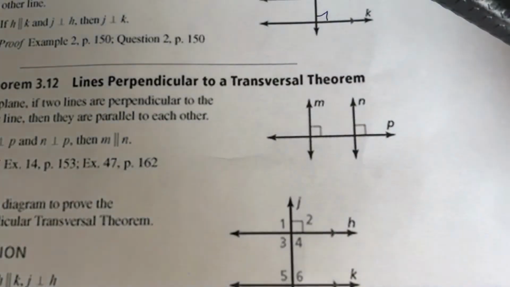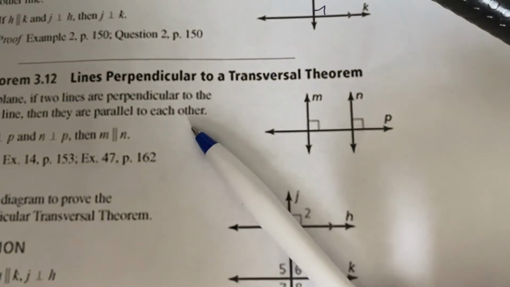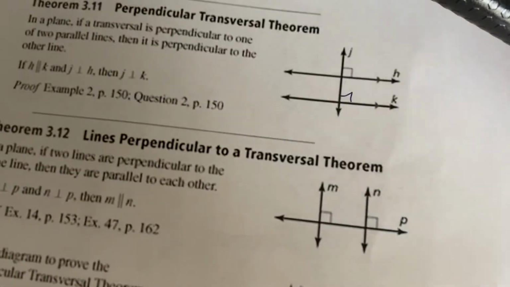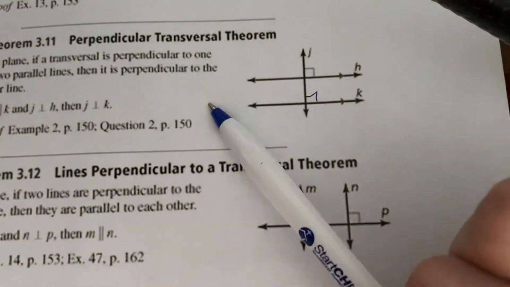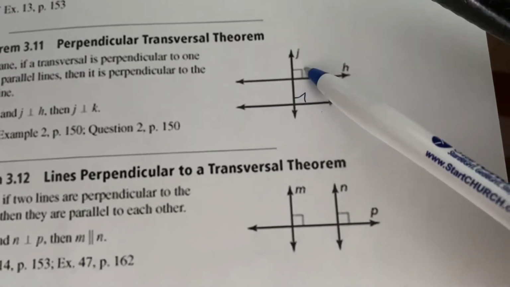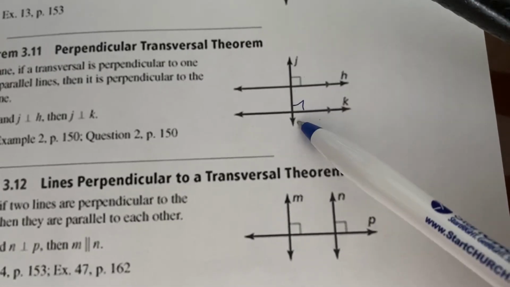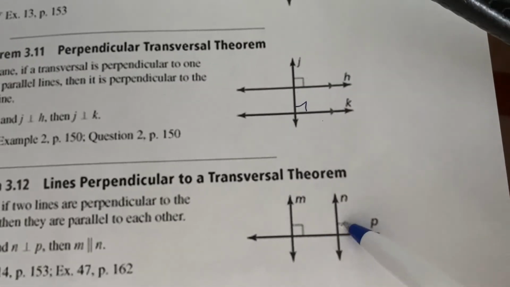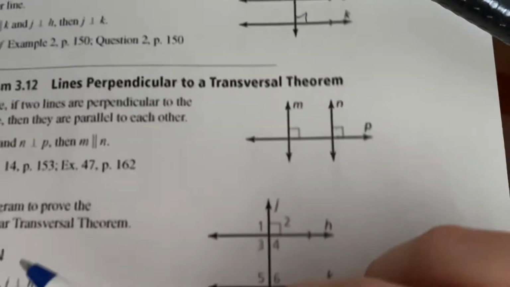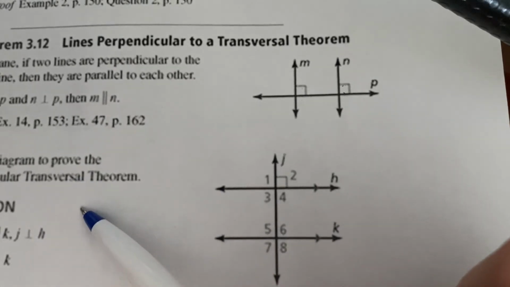The lines perpendicular to a transversal theorem says if two lines are perpendicular to the same line, then they are parallel. So this is proving something is parallel. It's almost like the converse of the previous one. That one says if I know these are parallel and I have a transversal perpendicular to one of them, then it's perpendicular to the other. This one says if I know both of these are perpendicular, then I know these are parallel, okay? So use the diagram to prove the perpendicular transversal theorem.